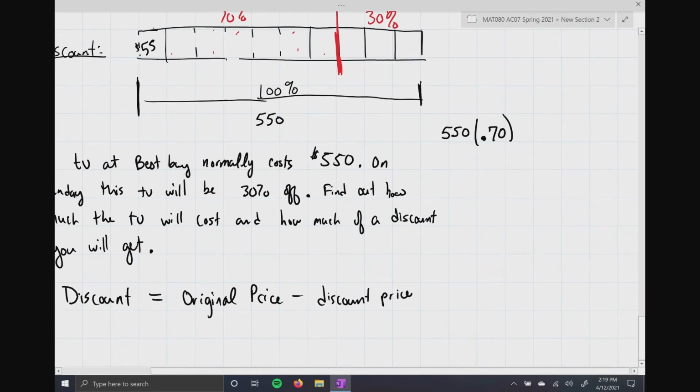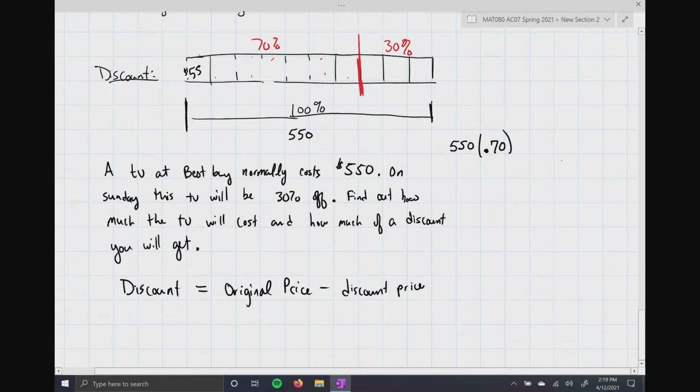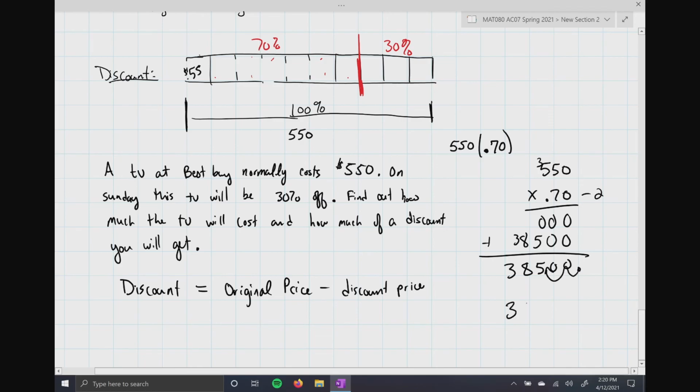So, let's do the work real quick. 550 times 0.70. 0, 0, 0. Now I'm going to start off in the tens position. 7 times 0 is 0. 7 times 5 is 35. 7 times 5 is 35, plus 3 more is 38. So when I add, I get 385. 2 decimal places in my answer. So the TV itself will be $385. Does that make sense so far?